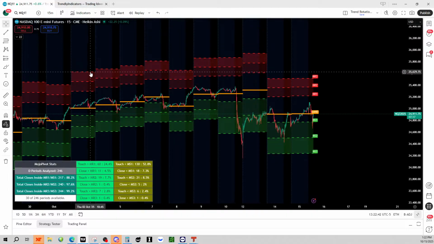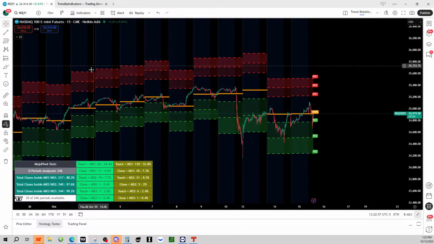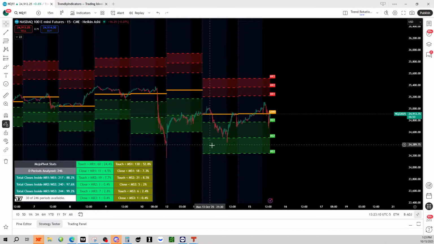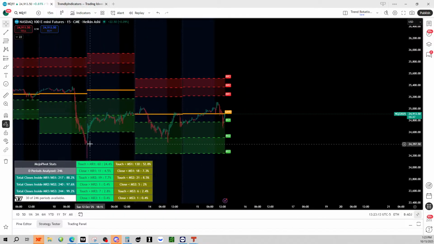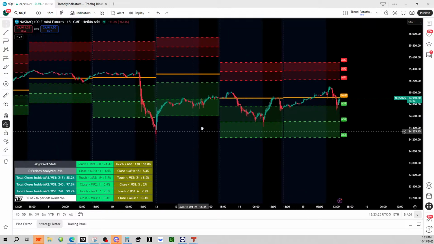Let's go even further. At the MS3 and the MR3, 99% of the time, so only 0.8% of the time does price on this particular chart, on this particular ticker, the NASDAQ NQ, close outside. 99.2% of the time, price closes within these two areas by the end of that period. That brings you to a situation where we can apply even more granular statistics on this side, and get even more exact with what we're doing here.